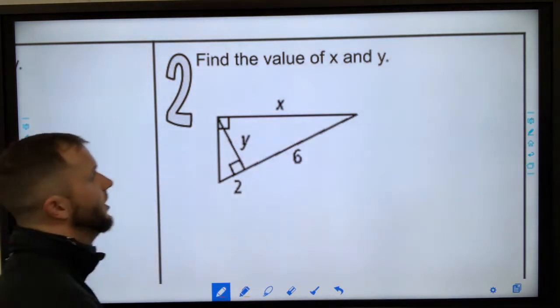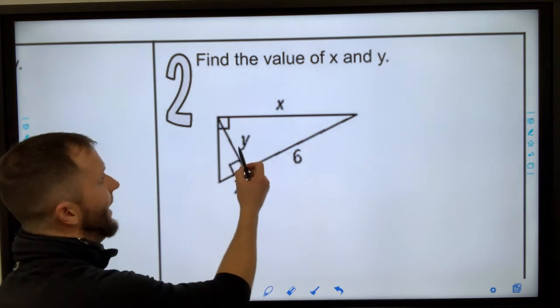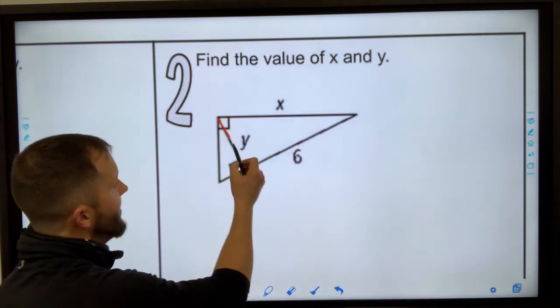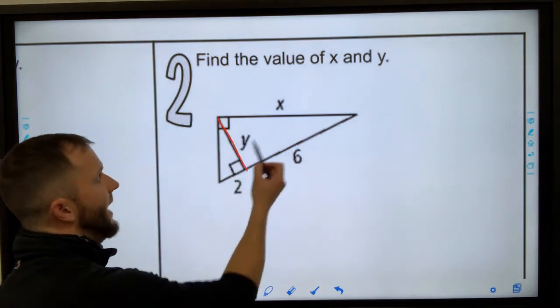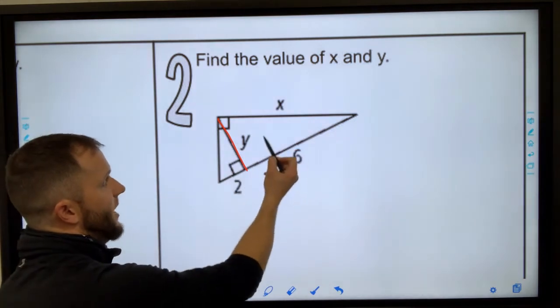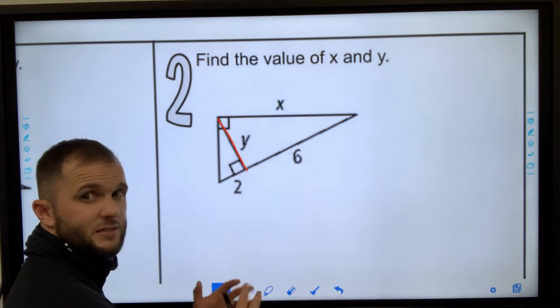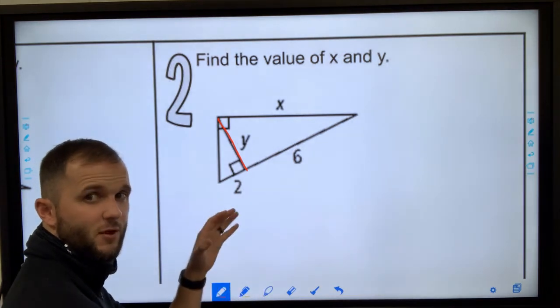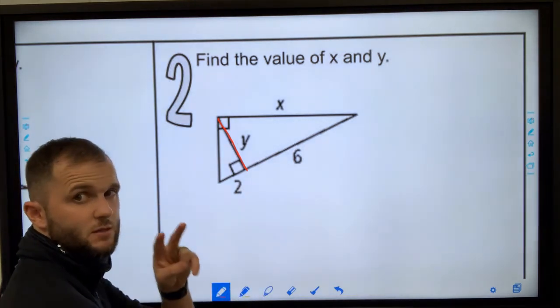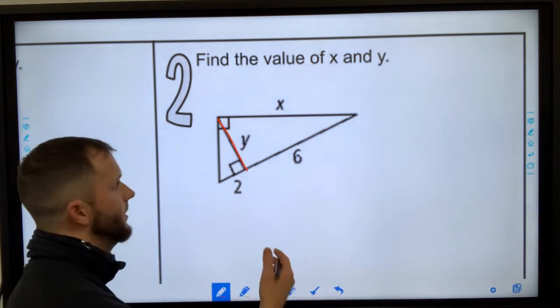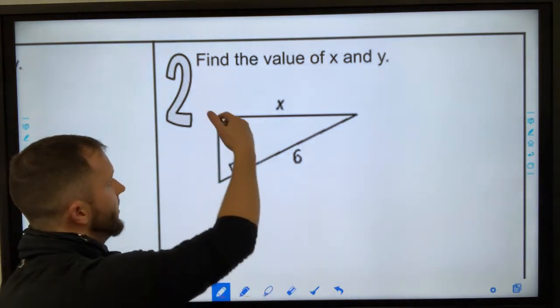So right now, if we look, I'm trying to find y. I have my altitude, which is drawn right here, and it's being shared by this triangle right here and this triangle right here. So there's going to be something that's going to tie together with both of those. So I'm going to be using y twice. That's that geometric mean I've been talking about. Okay, so right now let's just go and look at the small triangle.